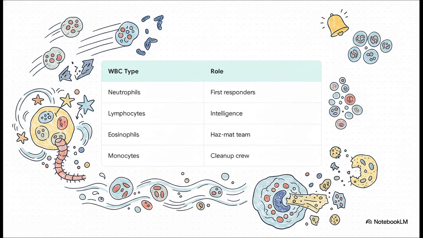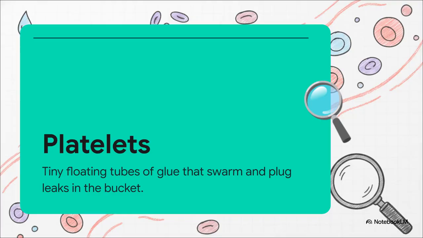But the differential? That reveals their specific roles. Neutrophils are your first responders for bacteria. Lymphocytes act as intelligence officers, like B and T cells, creating targeted antibodies. Eosinophils and basophils, they are your hazmat team, handling parasites or allergic reactions. And finally, monocytes are the heavy-duty cleanup crew, eating dead cells and debris, like burst sponge fragments from a Babesia attack.